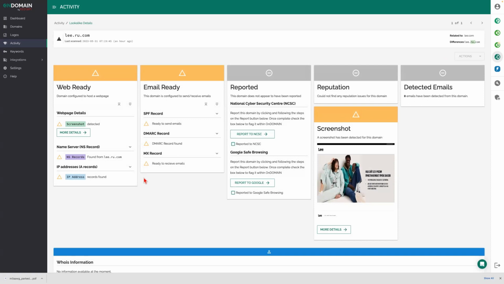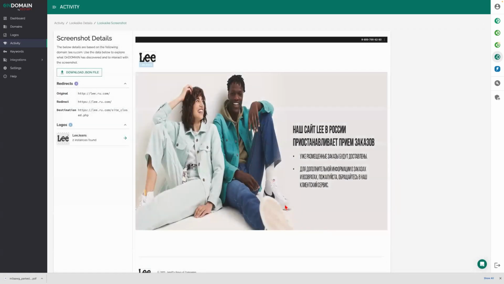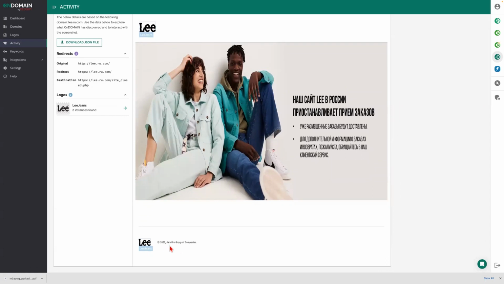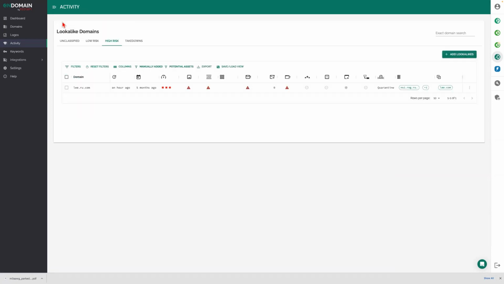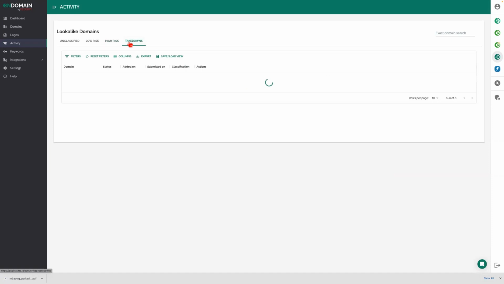So what I can look at here, besides the fact that it's web and email ready and all the other information, I actually wanted to take a look here. And this looks like the logo. So they could be using the logo without approval. And I noticed here that it's owned by a different group. It's not owned by Lee Jean. So, again, potentially it could be a partner or something, but I'll use it as an example of how we would take this one down. From the takedown tab here, I've marked this one for takedown.